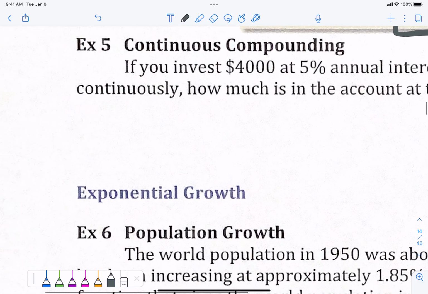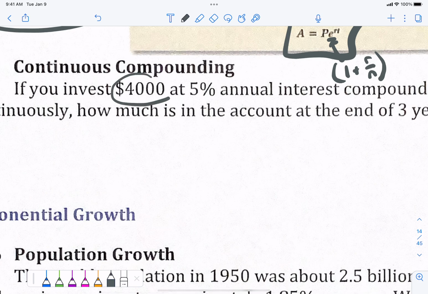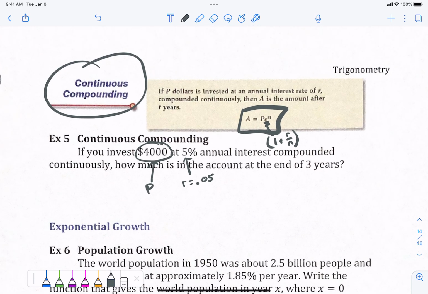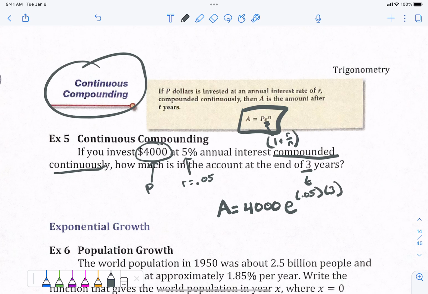All right, let's practice doing PERT. This is example 5. If you invest $4,000 at 5%, this is your P. 5% is your R, but we write it as 0.05. Compounded continuously. They will tell you every single time how they want you to compound it. This one is compounded continuously at the end of 3 years. That's my T. A is the after amount, what we're solving for. P is 4,000. We do E, and we don't have to do the 1 plus whatever. E to the RT power. R is 0.05, T is 3.